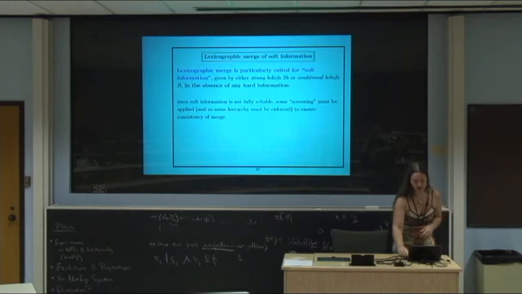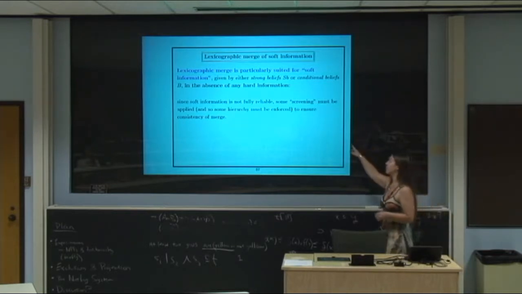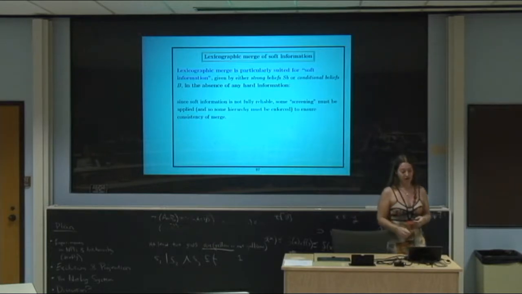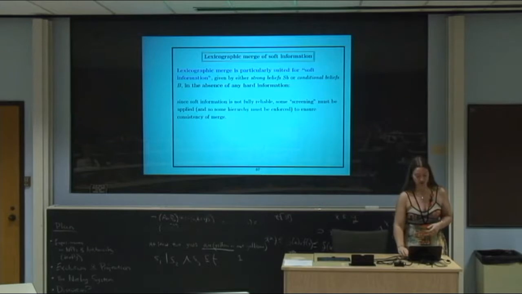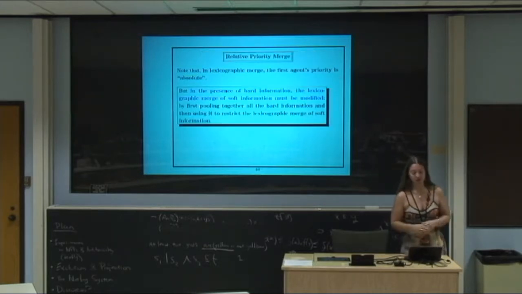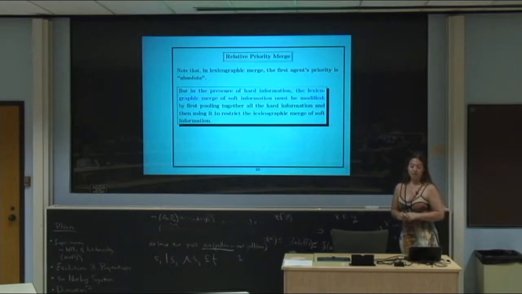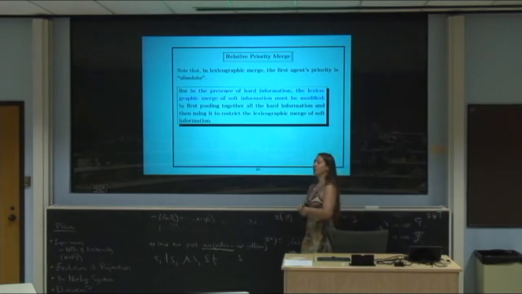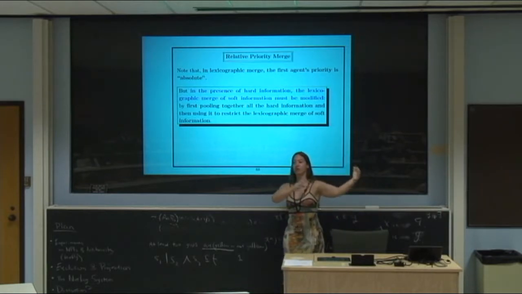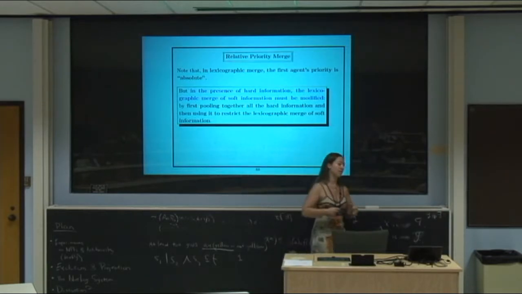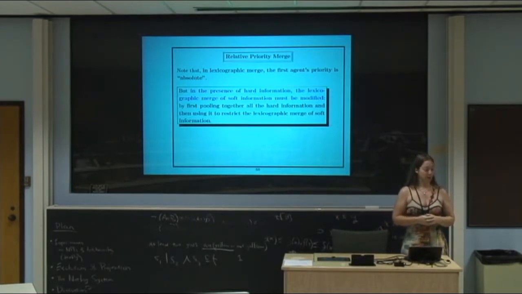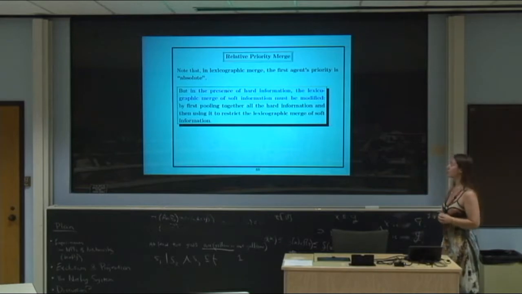Okay, so indeed, for merging soft information that's not fully reliable, some screening off has to be applied to ensure the consistency of the merge. And for that, the lexicographic merge that they've studied in the literature is really nice. Now, the lexicographic merge is the one that we've studied in the absence of any hard information, right? So first I looked at merging knowledge, and then I looked at merging the plausibility relation.